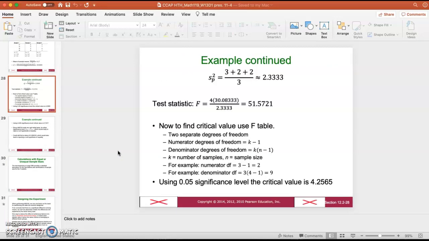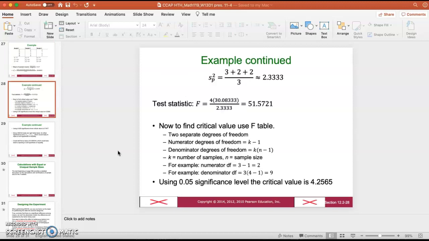Alright, and that's just some quick extension stuff if you want to learn a little bit more about how ANOVAs are done.